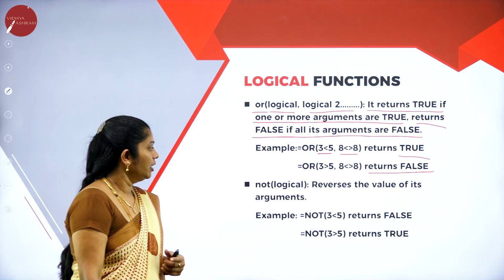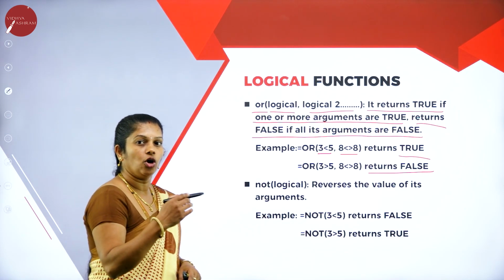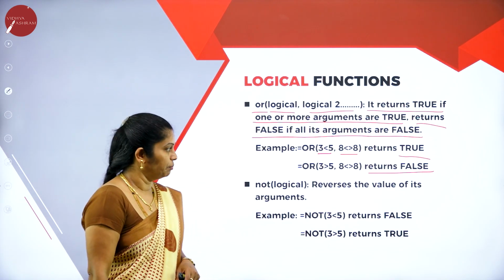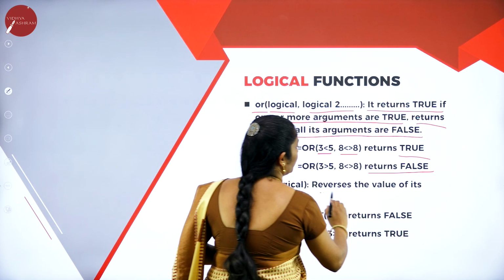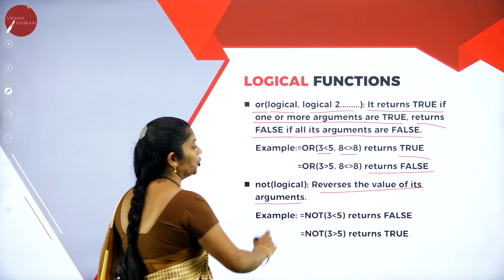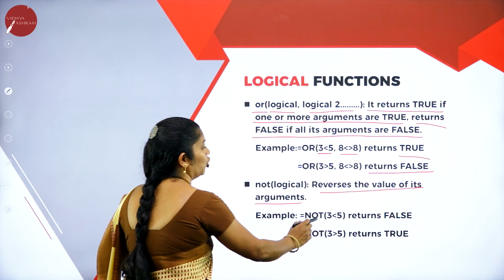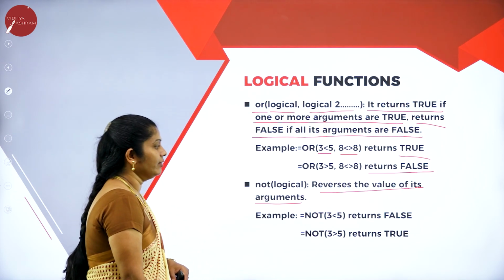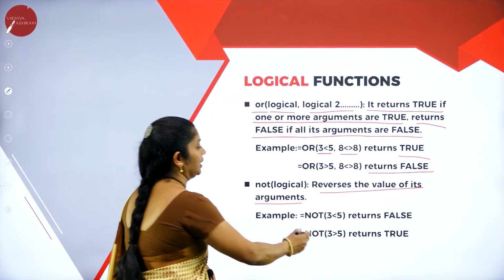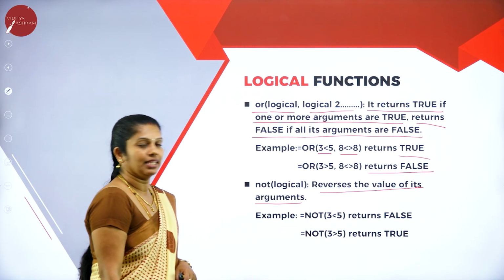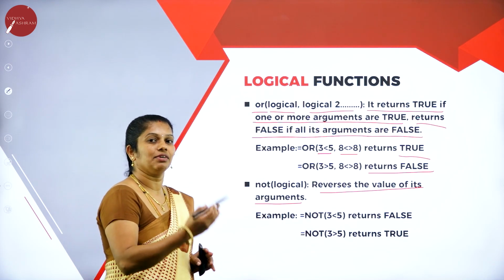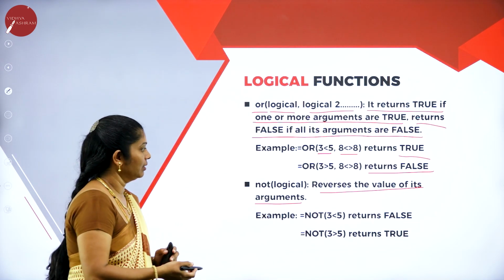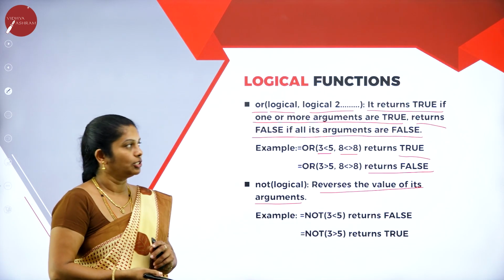Then the next one, NOT. Whereas NOT is nothing but just a reverse of your input operation. It reverses the value of its argument. That is, NOT 3 is less than 5 returns false, and NOT 3 is greater than 5 returns true. It's just a reverse of your input operation. These are the few logical functions.